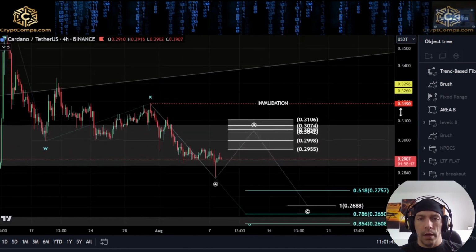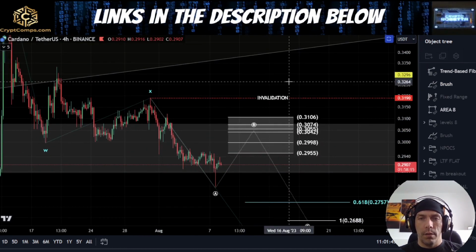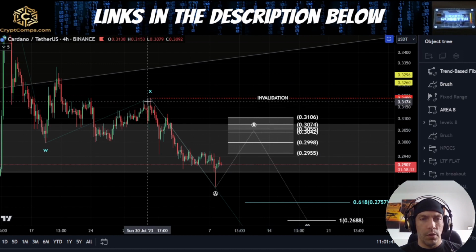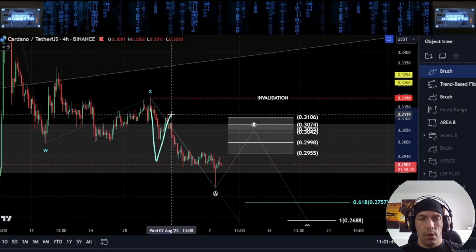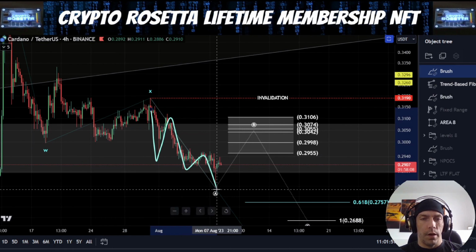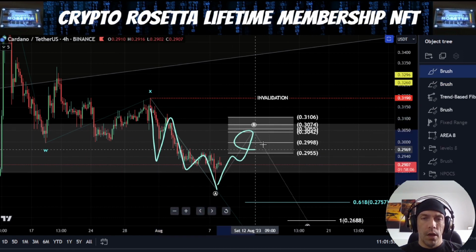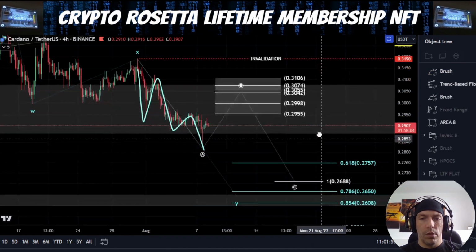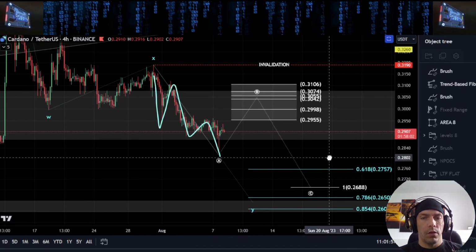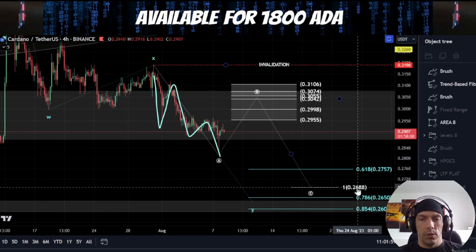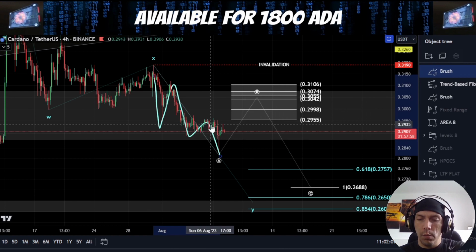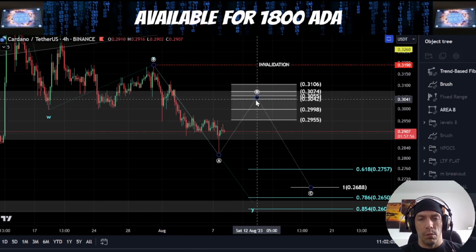So ideally here, until we actually break back over this 3190, I'm going to be on the lookout that within this structure, we could potentially have this as a 5-wave structure here for an A wave. We're looking for a B wave, and then we could still look for this C wave down. Now, the 1-to-1 target of this would actually be here towards this 2688.